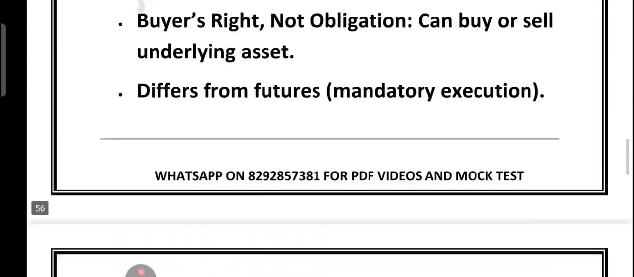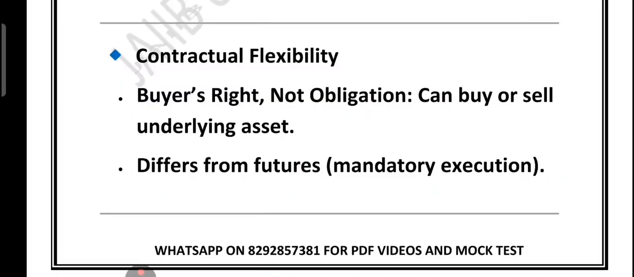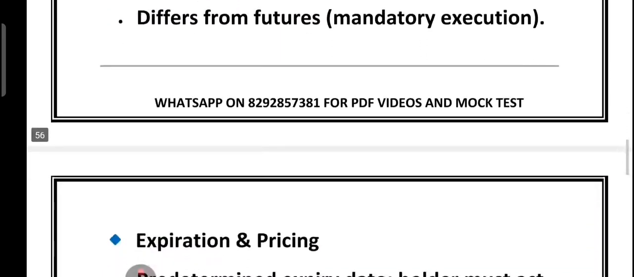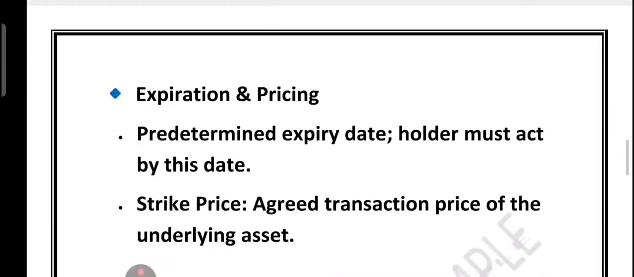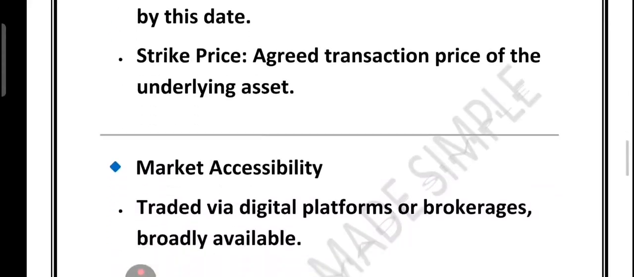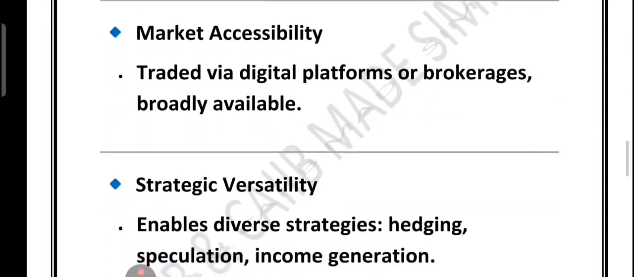There is something called contractual flexibility. So the buyer of an option has a right but not the obligation to buy or sell the underlying asset. Unlike futures, you don't have to execute the trade if it is not profitable. So remember, buyer: right but not obligation. Future is mandatory execution. We have the words expiration and pricing. So an option has a fixed expiry date. You must decide to act before this date. And the strike price is the agreed price at which you can buy or sell the asset. So remember, expiry date is like a deadline to act, and a strike price is a preset transaction price.